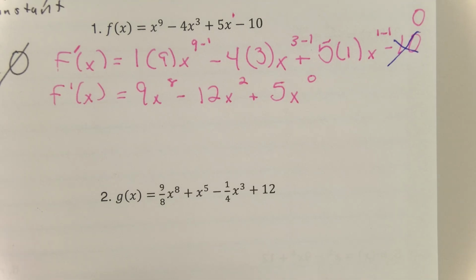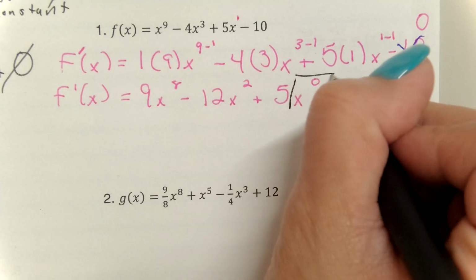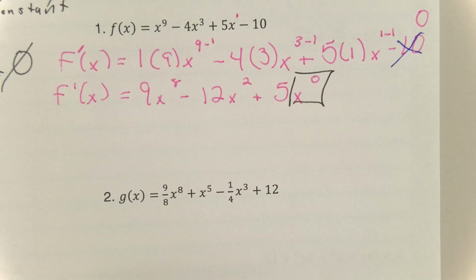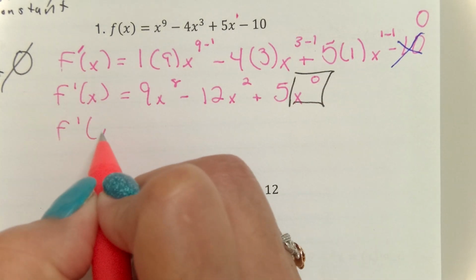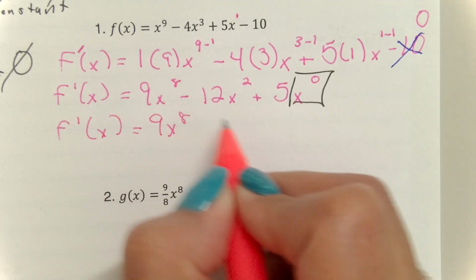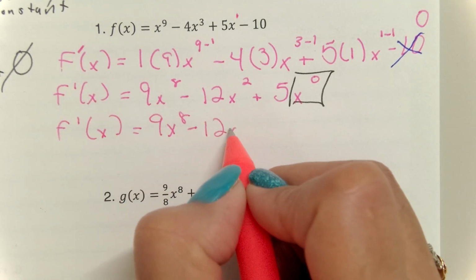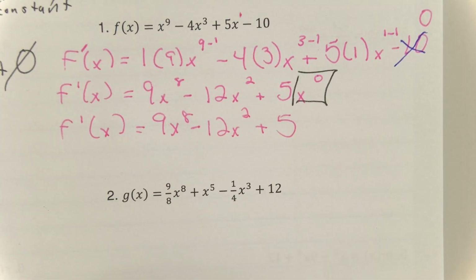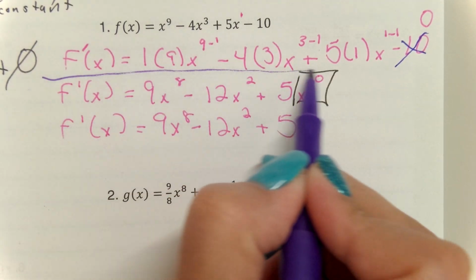At this point, I'm fine with this for now. But further on, we need to realize that x to the 0 goes away because we literally have no x's. So it will go away. It will be f prime of x is equal to 9x to the 8th minus 12x squared plus 5. As of now, having this x to the 0 as a placeholder is fine. Eventually, we will take off points because that is not mathematically how we write it. Either of these two are your answers.